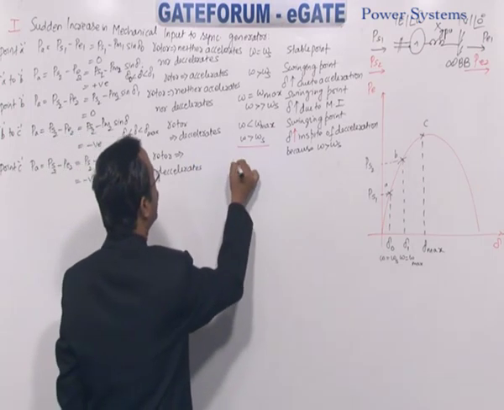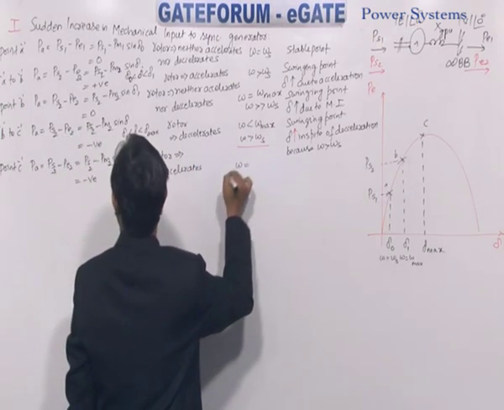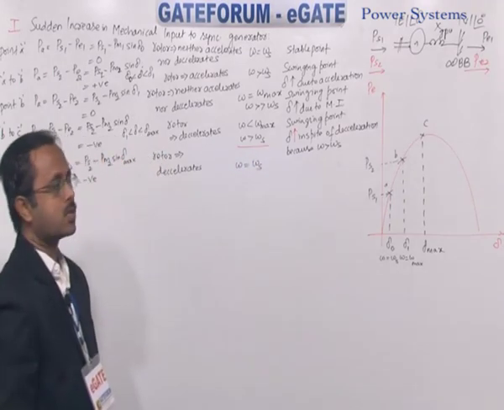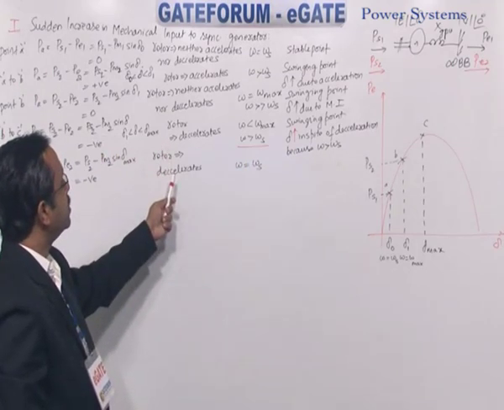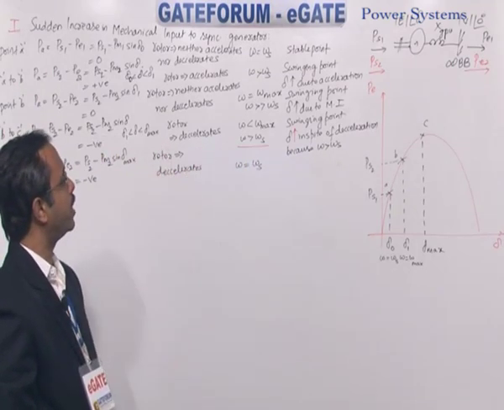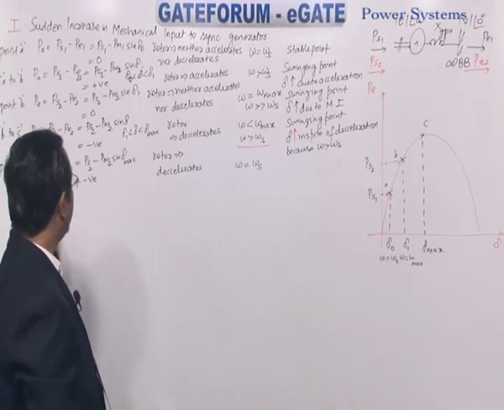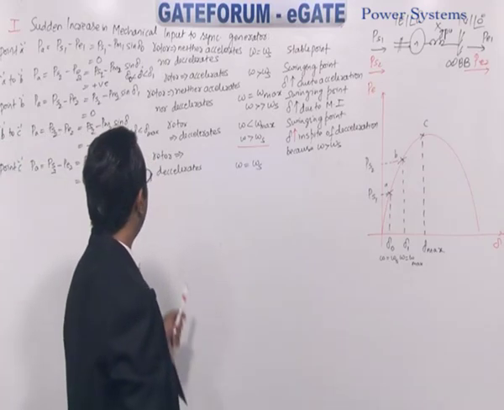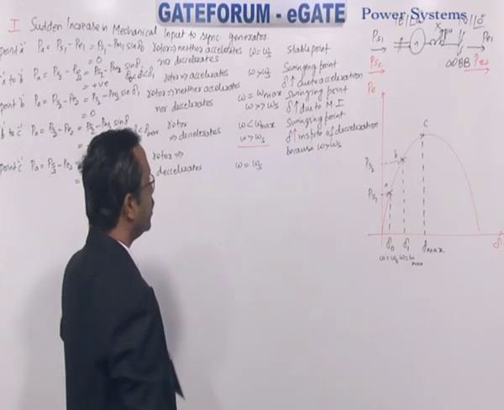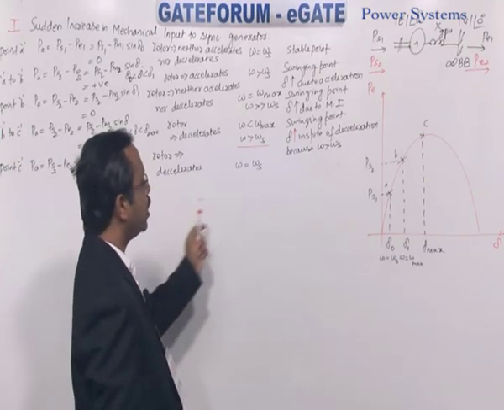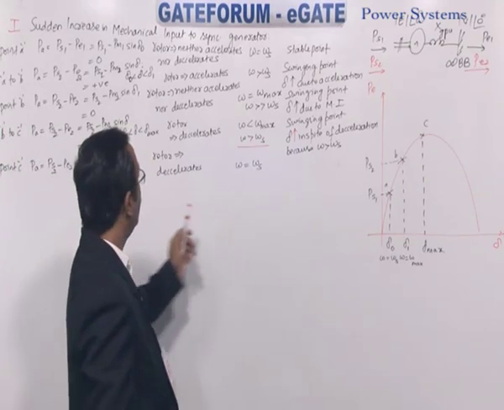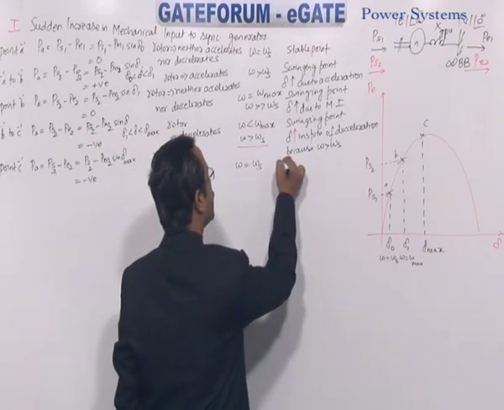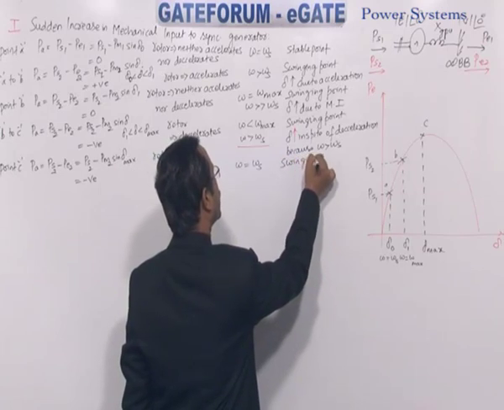Then what about omega now? Finally, it is equal to omega s. So how long can it decelerate? Till omega is equal to omega s. So you have reached the point C, omega equal to omega s. But PA is not 0. You know, for a stable point, not only must omega be omega s, but PA must be 0. So what does it indicate? It indicates it is still a swinging point.